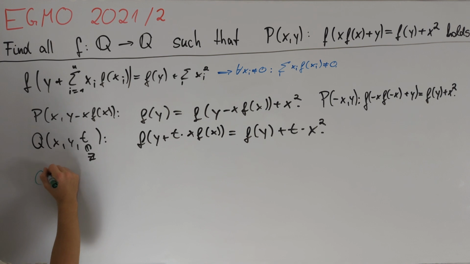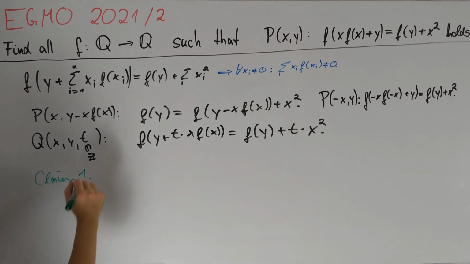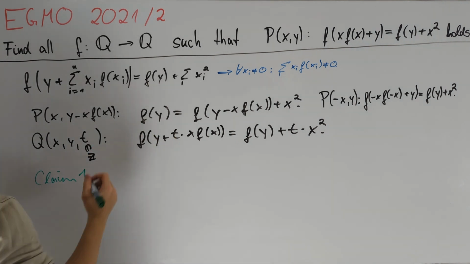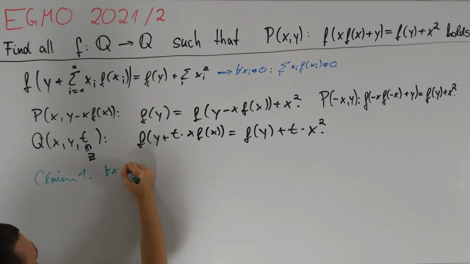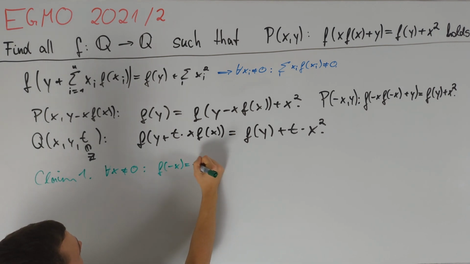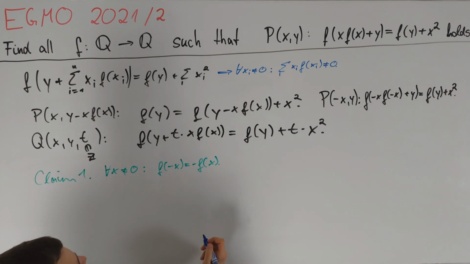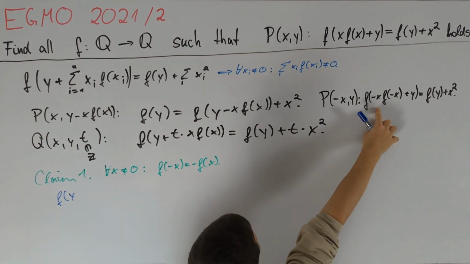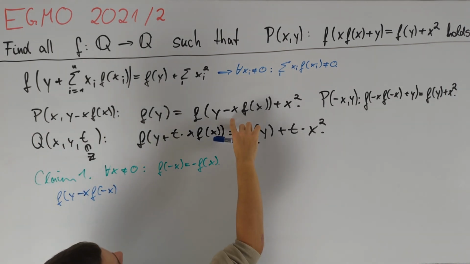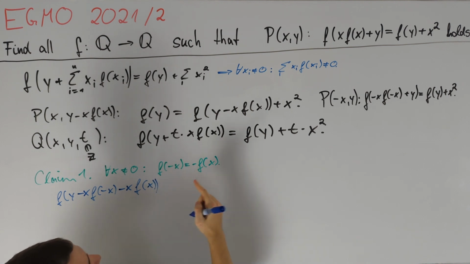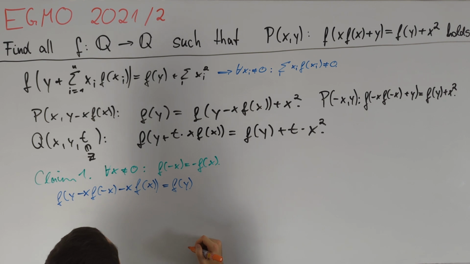And that is why claim 1 is that we will try to prove that this translation of argument is equal to 0. In other words, for all x not equal to 0, we have f(minus x) equals minus f(x). As I said, the key equation for this will be that f(y minus x f(minus x) minus x f(x)) is again equal to f(y) plus x squared minus x squared, which equals f(y). Let's assume that our claim is false.